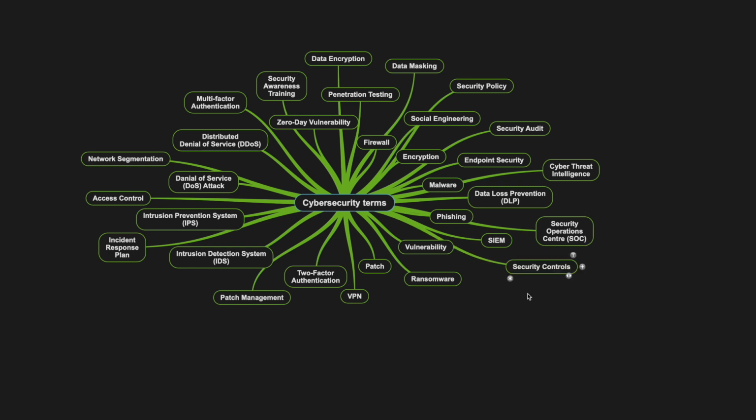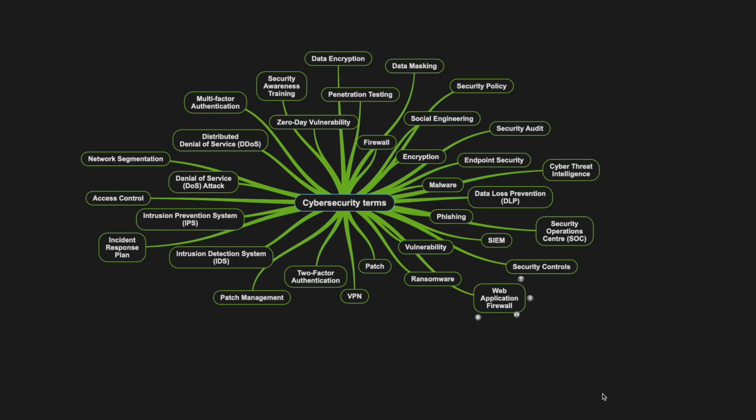Now, let's talk about security controls, technical or procedural measures implemented to mitigate security risks and protect assets from threats. Examples include access controls, encryption, firewalls, intrusion detection systems, and security policies.